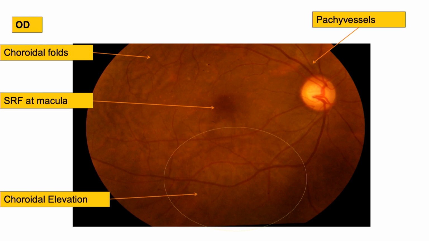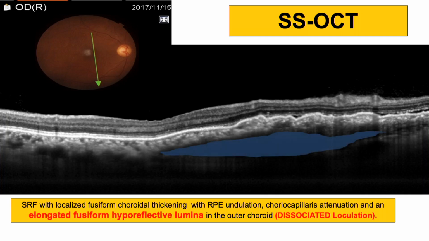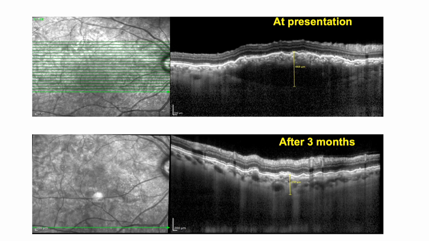Again, one more patient with an inferior macular choroidal elevation. You see this lumpy, bumpy choroidal elevation, and this is the posterior choroidal loculation of fluid on swept-source OCT. And after treatment, it has resolved after 3 months. It's not a choroidal mass lesion.